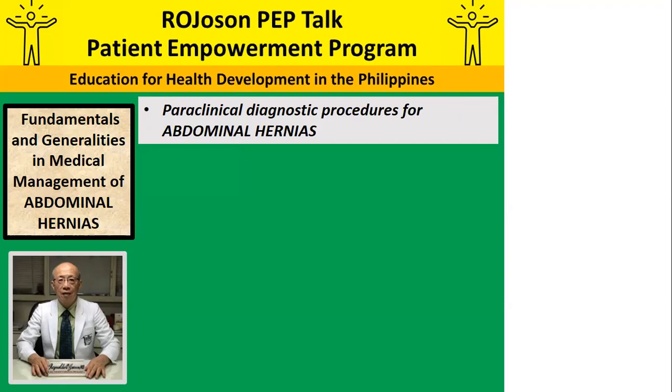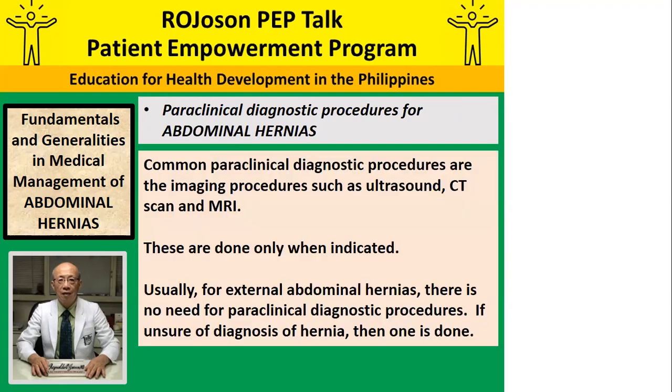Paraclinical diagnostic procedures for abdominal hernias. Common paraclinical diagnostic procedures are the imaging procedures such as ultrasound, CT scan, and MRI. These are done only when indicated. Usually for external abdominal hernias, kitang-kita na, so there is really no need for paraclinical diagnostic procedures. Now, if unsure of the diagnosis of an abdominal hernia, then a paraclinical diagnostic procedure can be requested.